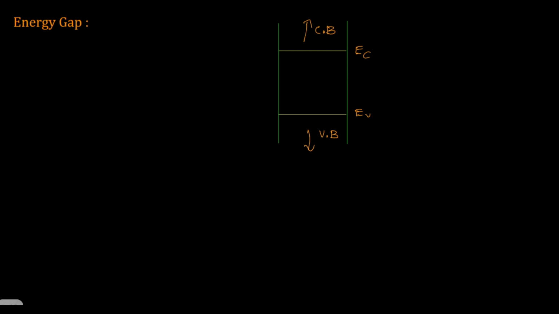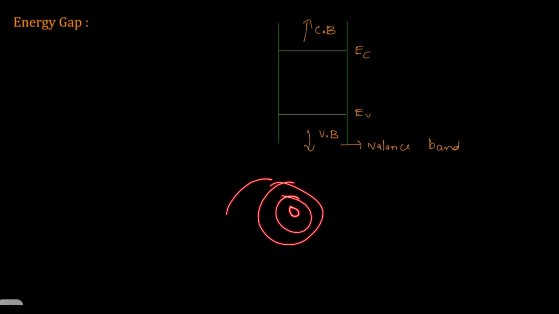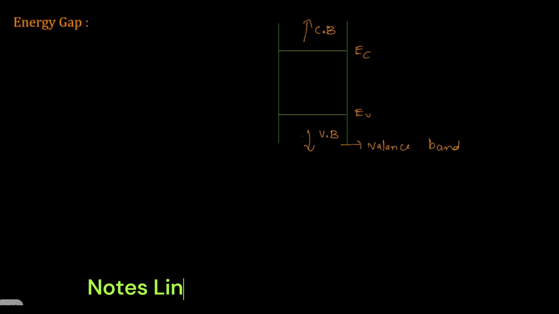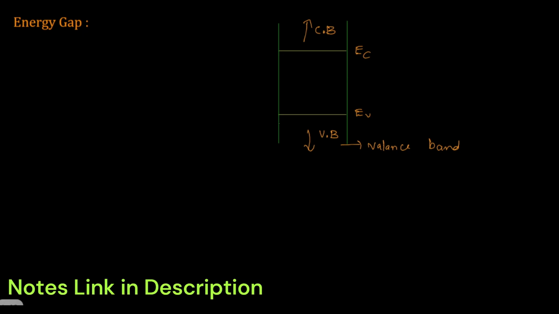So let us understand here. In the valence band, we will have the electrons that are in the outermost shell of the atom. You may have studied in chemistry that around the nucleus we have shells, and the electrons in the outermost shell are known as valence electrons, and these electrons reside in the valence band. We will not have only one energy level here. We will have different energy states, and that is why we call it an energy band. We will have different levels of valence electrons.